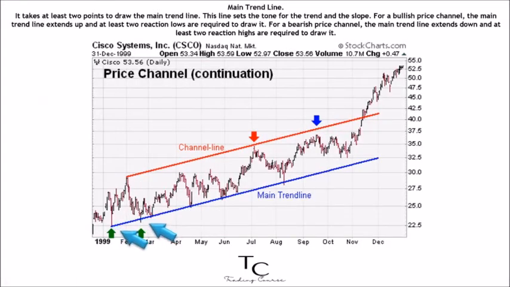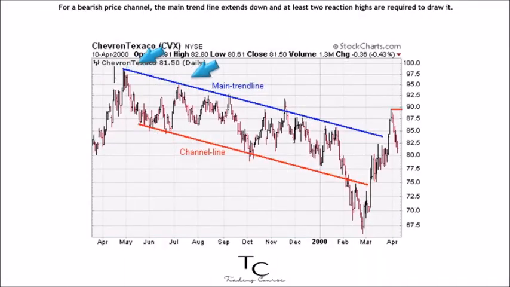Main trend line. It takes at least 2 points to draw the main trend line. This line sets the tone for the trend and the slope. For a bullish price channel, the main trend line extends up and at least 2 reaction lows are required to draw it. For a bearish price channel, the main trend line extends down and at least 2 reaction highs are required to draw it.